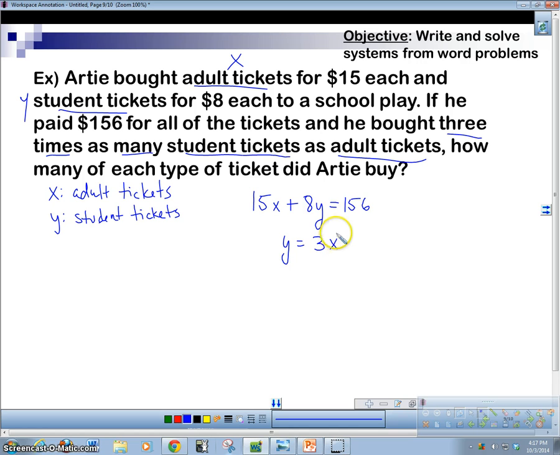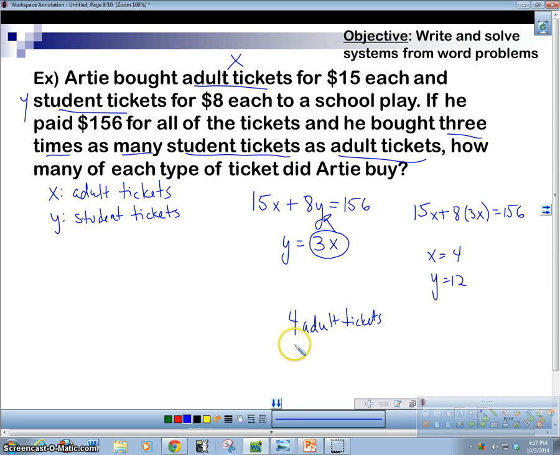Okay, so now we're going to use substitution. So I'm going to go ahead and substitute in here and get 15x plus 8 times 3x equals 156. And x is going to be equal to 4 when I solve that. So that makes y equal to 12. And so you have 4 adult tickets and 12 student tickets.